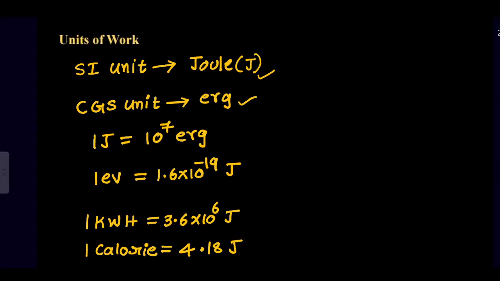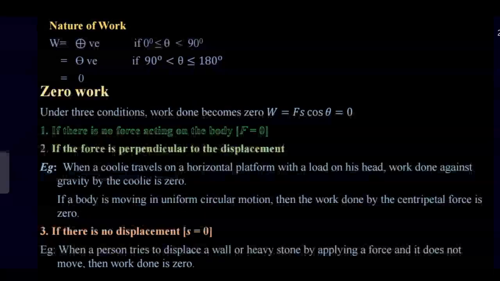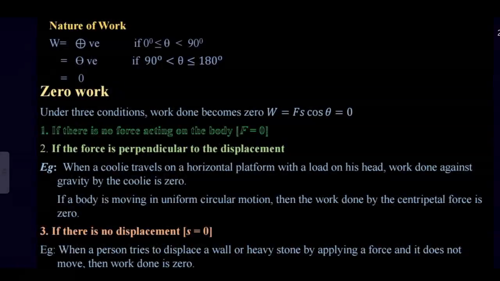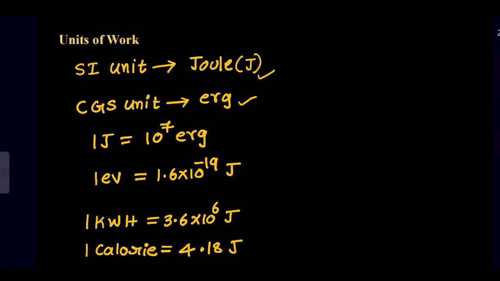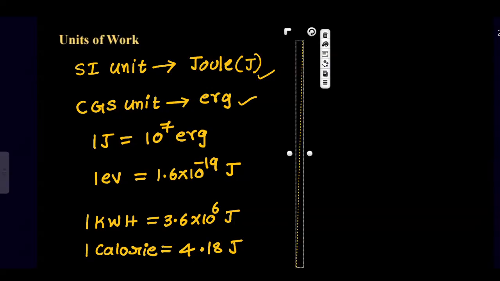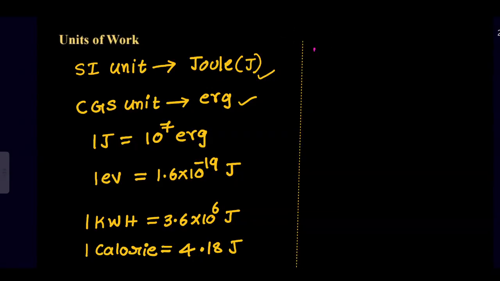Next, this work may be positive, may be negative, may be zero also. So what is the work formula? Work is equal to Fs cos theta, where theta is the angle between force and displacement.